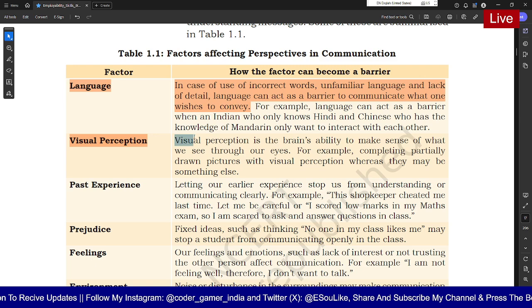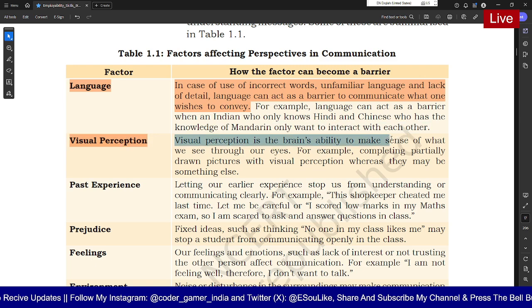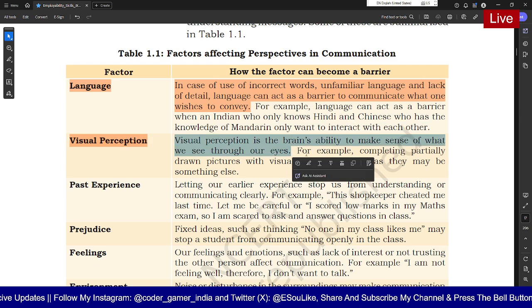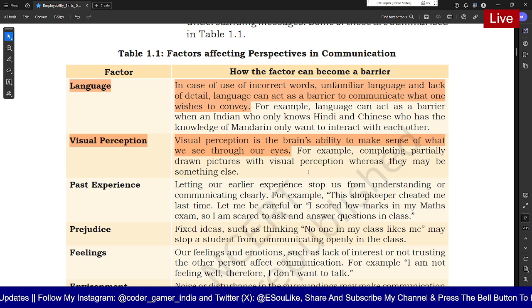Next, visual perspective. Visual perspective is the brain's ability to make sense of what we can see through our eyes. For example, something different, kind of stuff that looks incomplete, but has a deeper meaning inside. Next is the past experience.